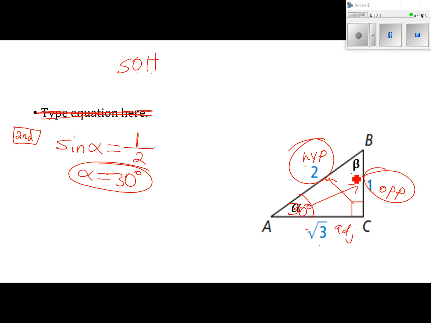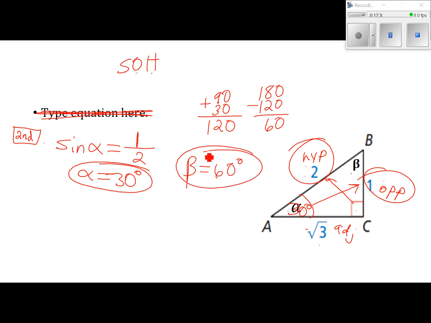Now to find beta, the easiest way to find beta, we know this is 90, we know this is 30, and you probably don't even have to do this because we talked about what kind of triangle has a 30-degree angle and a 90-degree angle. But if you need to have your memory refreshed, that other angle, that beta, has to be 60 degrees. 30, 60, 90 triangle.